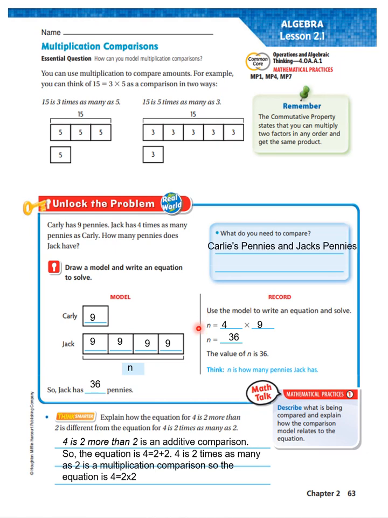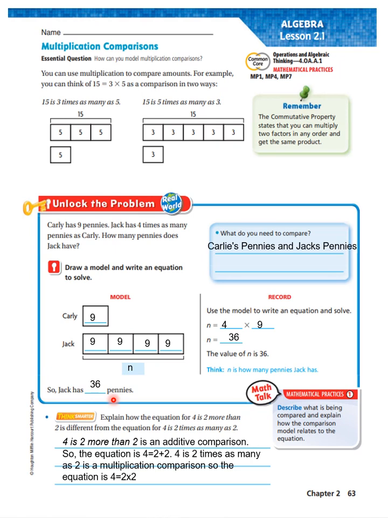N, the unknown, what we're trying to find out, equals 4 times 9. N equals 36. So the value of N is 36. Think, N is how many pennies Jack has. So what we were trying to compare is how many pennies Carly and Jack have. Carly has 9, but Jack has 4 times that amount. So N equals 9 times 4, or 4 times 9. N equals 36.